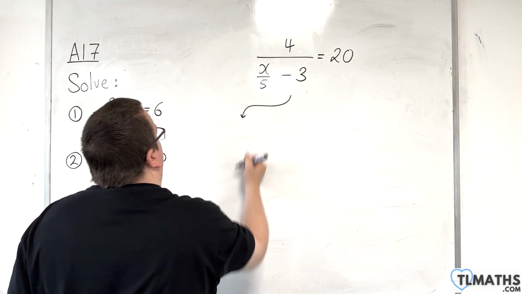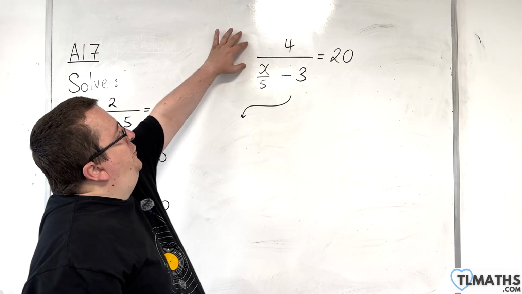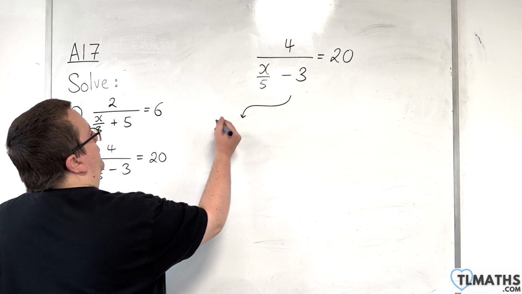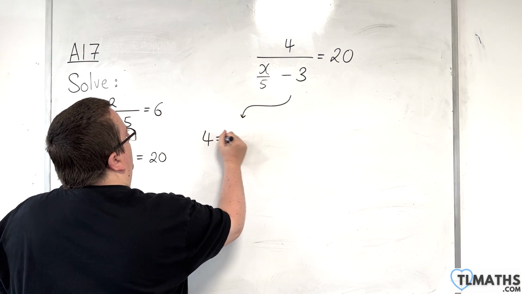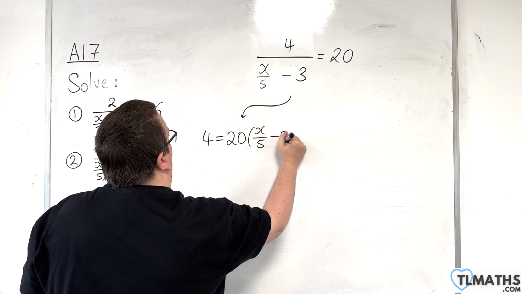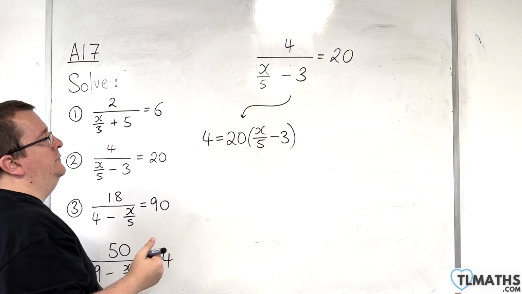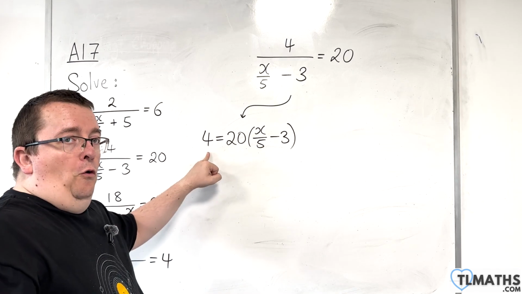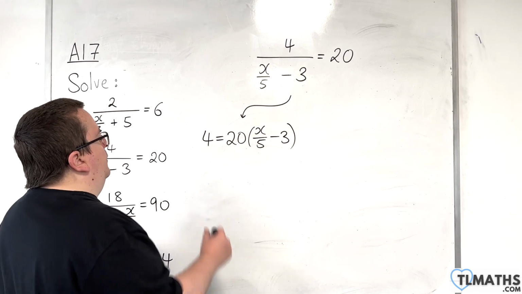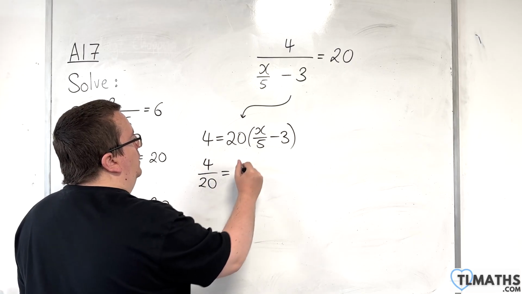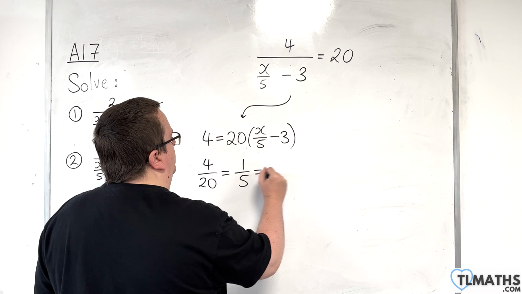Okay, so method 1, we've got dividing by x over 5 take away 3, so we'll multiply both sides by x over 5 take away 3. 4 equals 20, x over 5 take away 3. Now I need to divide both sides by 20, and I'm going to get 4 over 20. So 4 over 20, if I divide top and bottom by 4, I get 1 over 5.